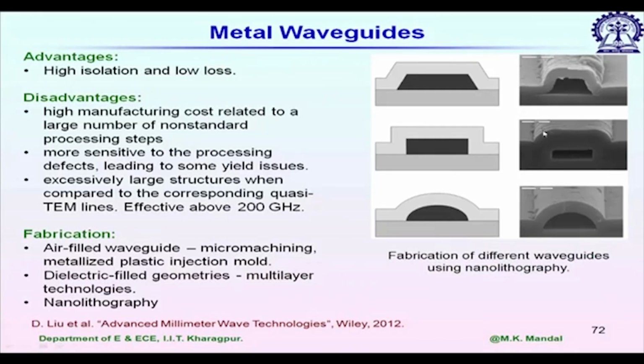Sometimes people also use air filled waveguide for terahertz applications. These are some electron microscope photographs taken after fabrication for different types of waveguide structures. The middle one is a rectangular waveguide, and we also have different shapes of waveguiding structures, which are modeled by the structures given in the left hand side figures. We can determine the characteristics, its propagation constant, its cutoff frequency, alpha and beta values, by using any electromagnetic solver or even theoretically.